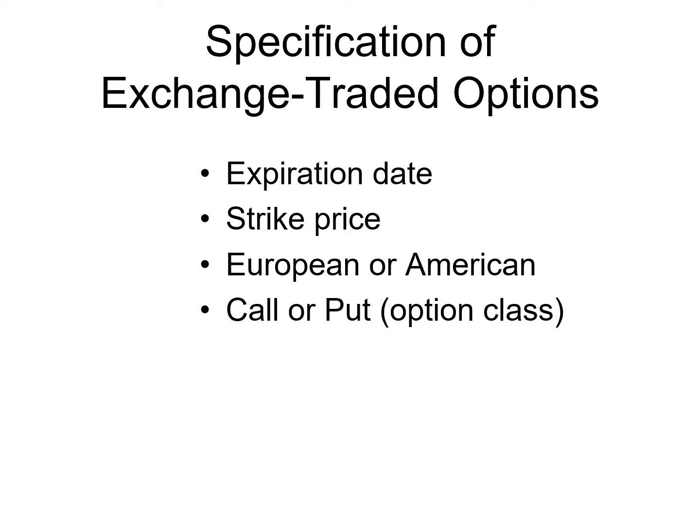There are a lot of specifications of options. First is expiration date, when the contract expires. Second, its strike price, at what price an asset is bought or sold. Whether it's a European or an American, or it's a call option or put option. A call option is the right to buy an asset. A put option is the right to sell a certain option at a certain price.